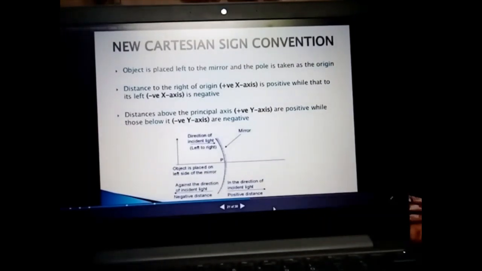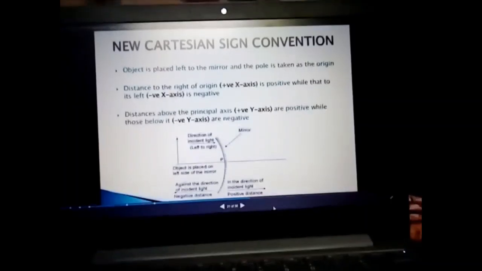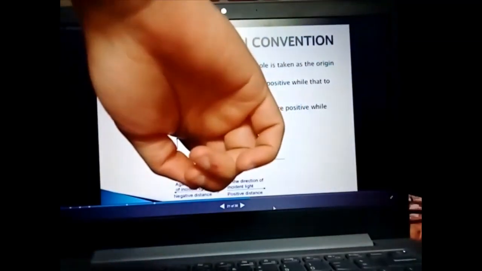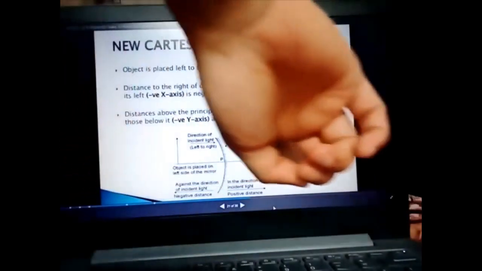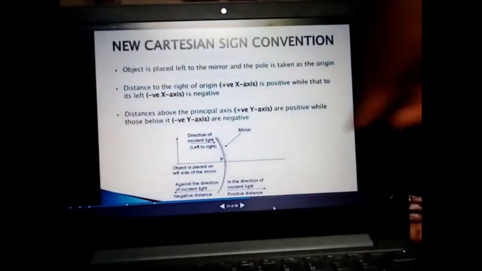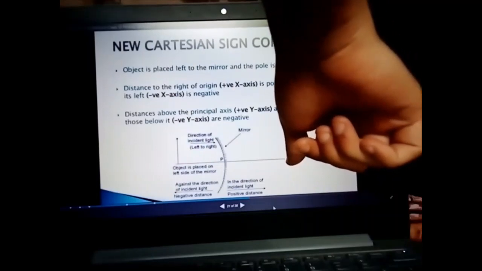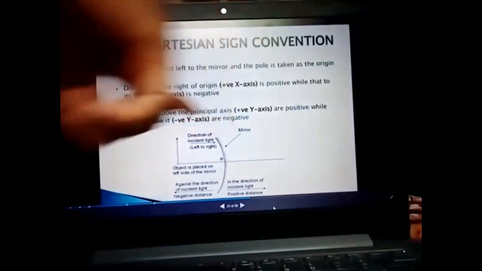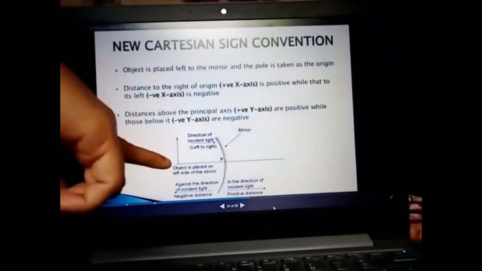Now the next topic is the new Cartesian sign convention rule. In this rule, it tells that whenever a spherical mirror is placed, at the point pole there is an axis which is passing horizontally. This axis is known as the principal axis. So the object is always kept on the left side of the mirror.